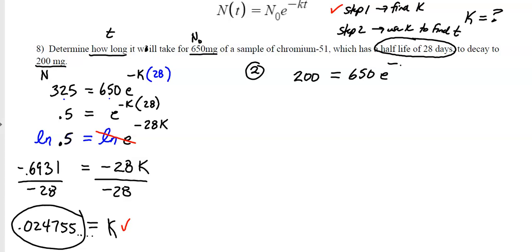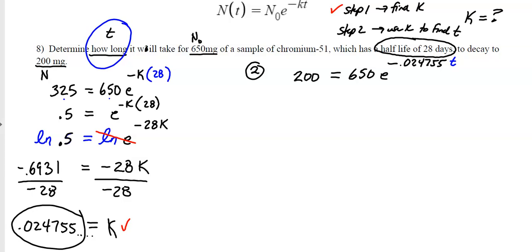It's 0.024, I might as well just put them all there. Let's be really accurate. But we don't know t. That was our ultimate goal in the very beginning, was how long. All right, so I don't know t. Well, I'm going to do the same exact process again. I have an equation with an exponent that I need to solve for. So I'm going to go down the same road.